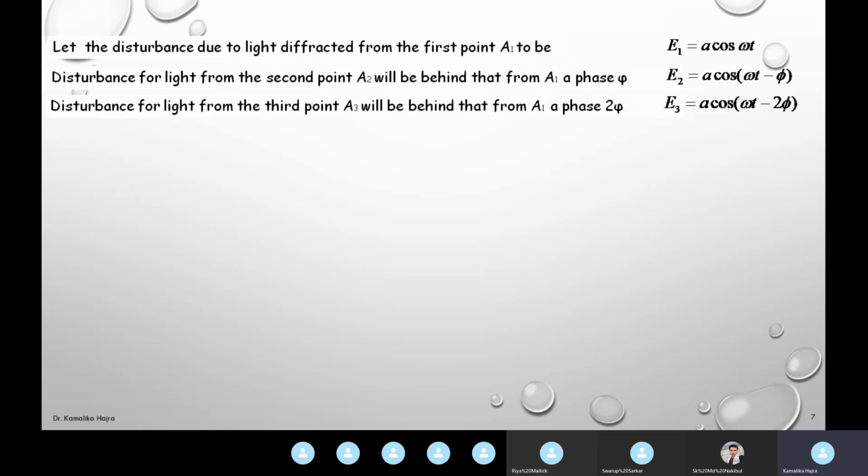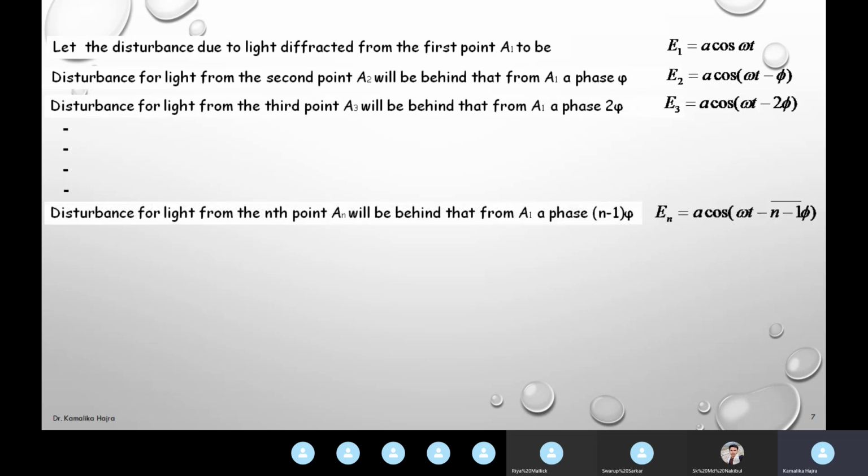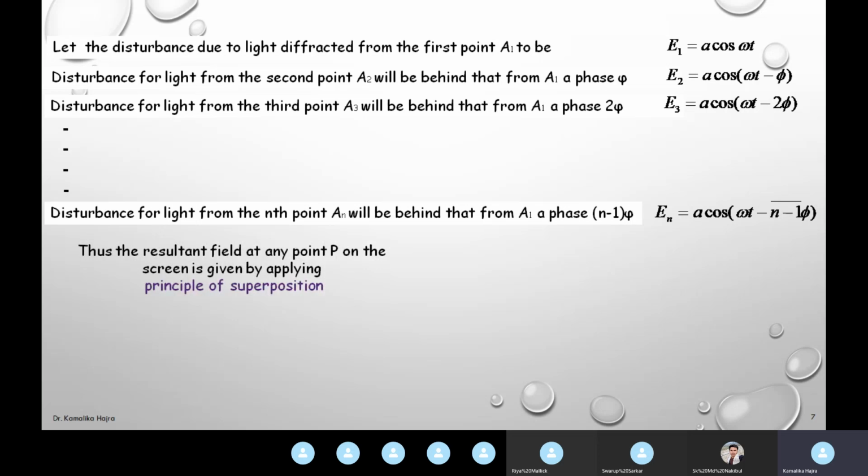So basically, each disturbance is at a phase phi behind its preceding disturbance, and so the nth disturbance is at a phase (n minus 1) into phi from the first disturbance. Now all these parallel rays will superpose on each other at a particular point P on the screen, so the resultant field at P due to these waves, diffracted at an angle theta with the horizontal, will be obtained by applying the principle of superposition.